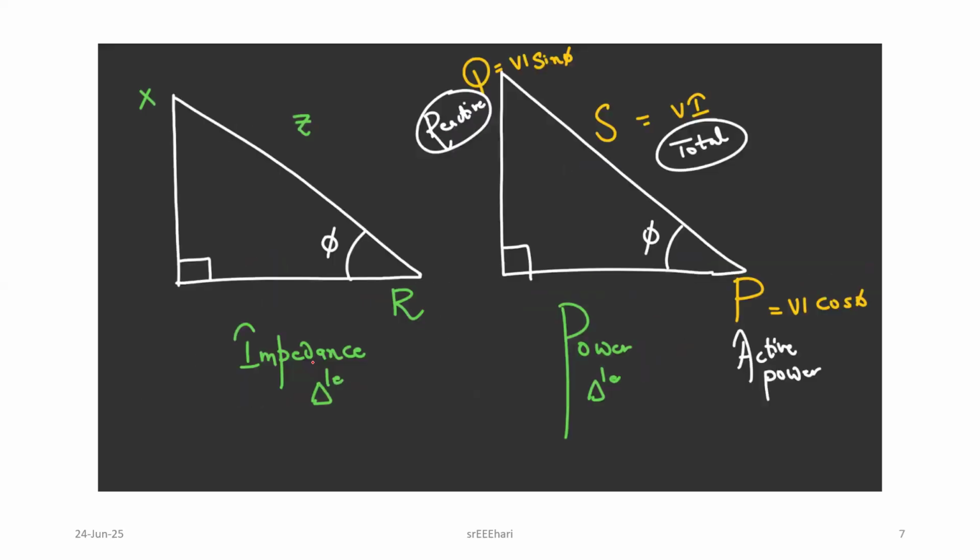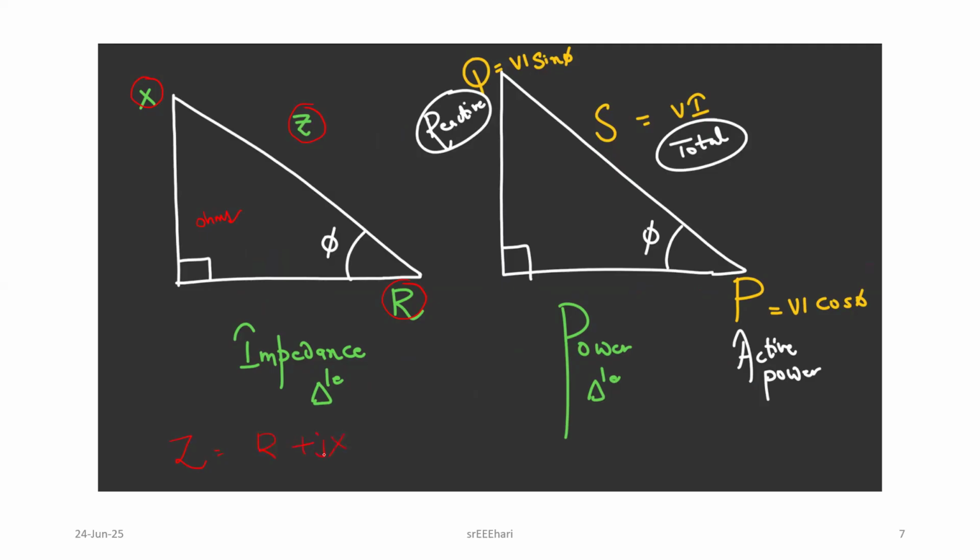These two are the impedance triangle and the power triangle. The impedance triangle has resistance R, X stands for reactance, and Z stands for impedance. The units for all these three are ohms. Z is equal to R plus jX. Don't neglect this one.